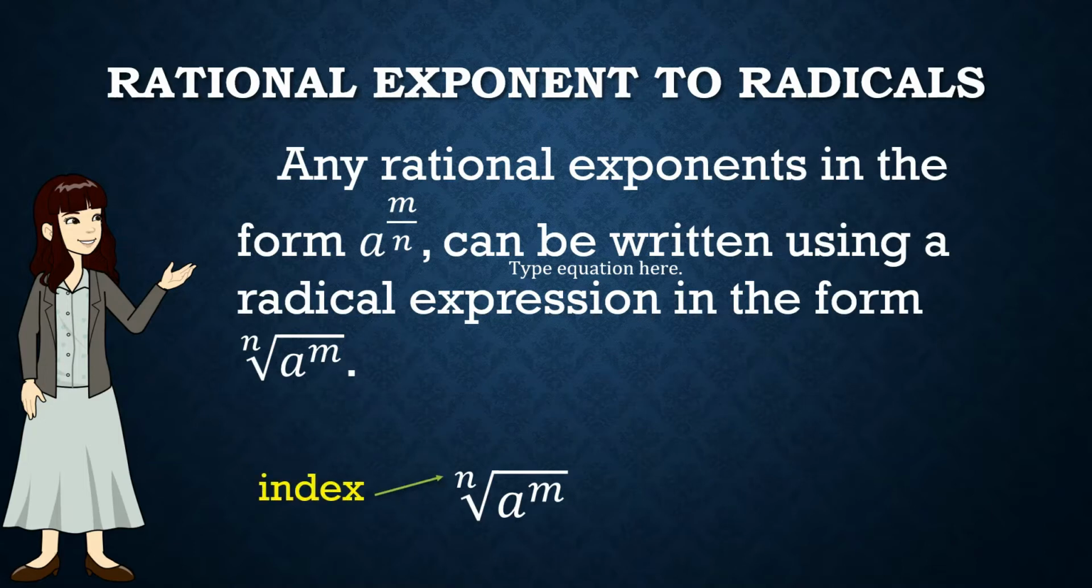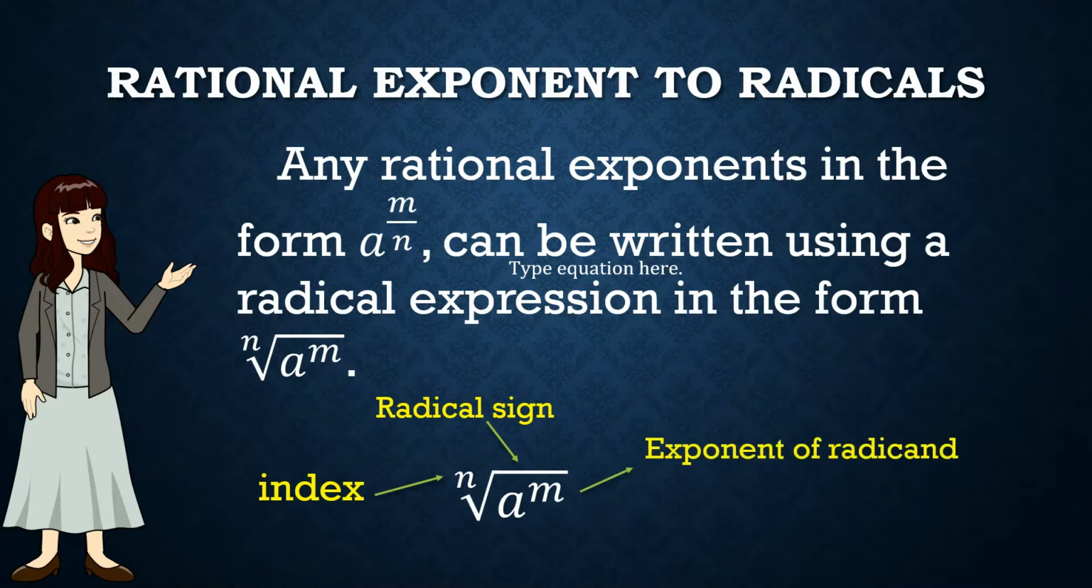So n is called the index. This sign is called the radical sign. m is called the exponent of the radicand. And a is called the radicand. So those are the parts of a radical expression.